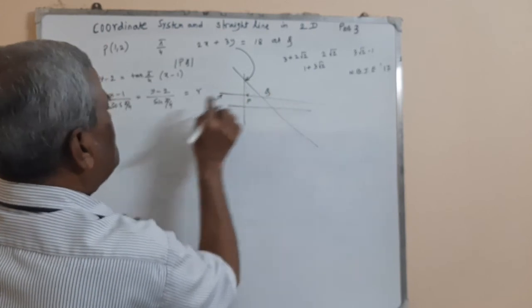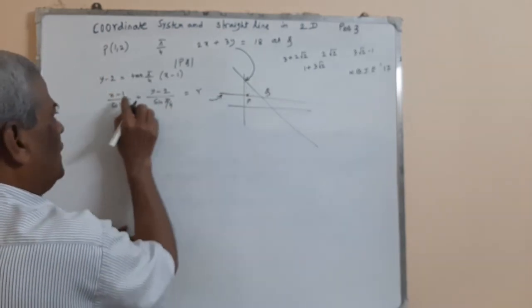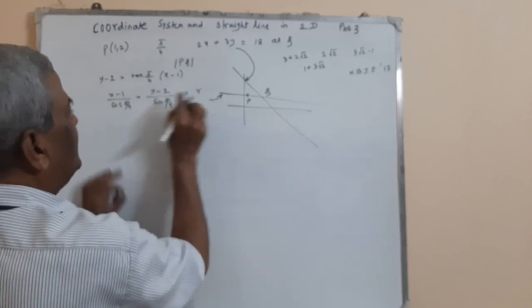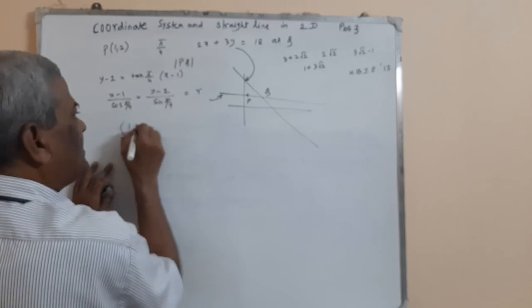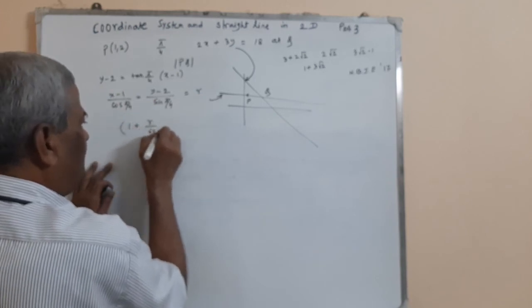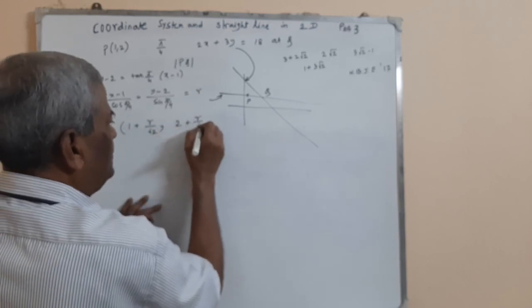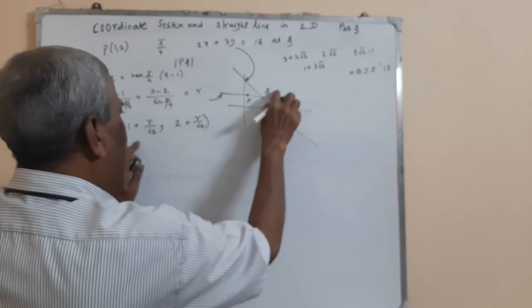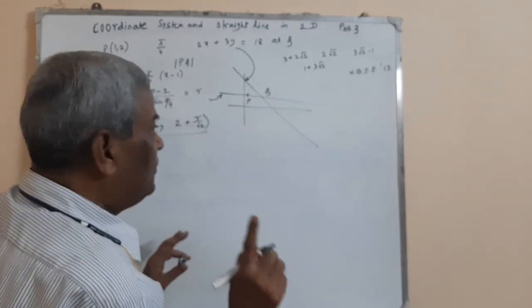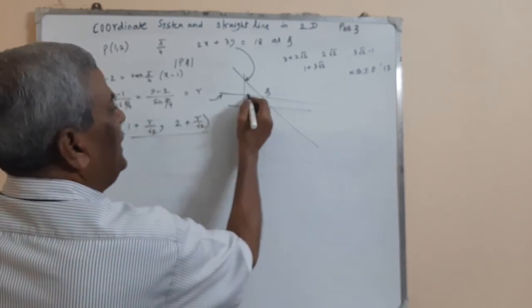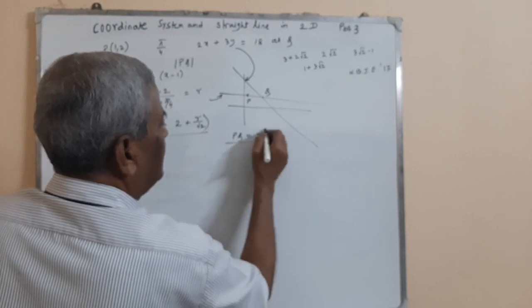The point Q is, from here, x is equal to 1 plus r by root 2. Y coordinate is 2 plus r by root 2. The Q point is this, where the significance of r is that PQ is equal to r. So simply we have to find this r.